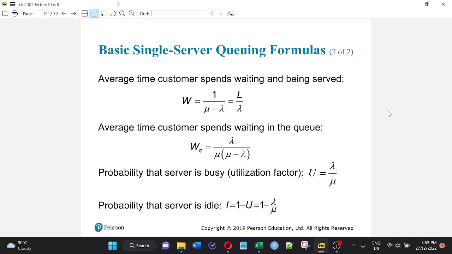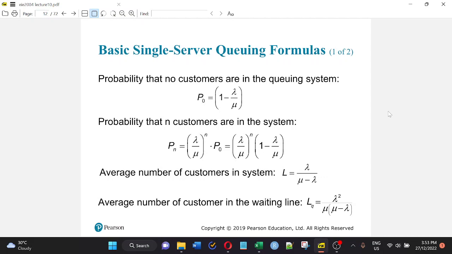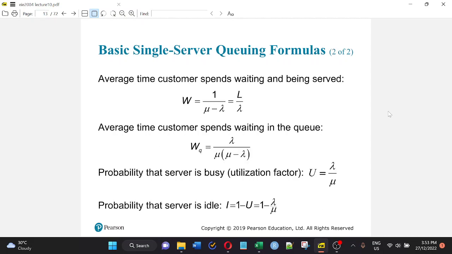And then we have W, the average time the customer spends waiting and being served. So this is the average time the customer spends in the whole system, how many minutes or hours they are waiting, including the time they are being served. And then WQ is the average time the customer spends only waiting in the queue. So WQ should be lesser than W and LQ should be lesser than L.